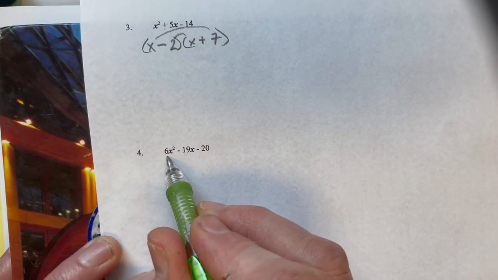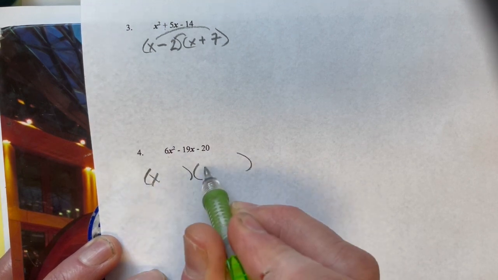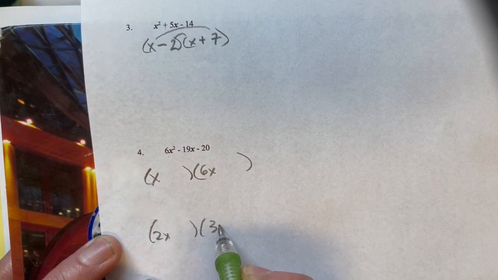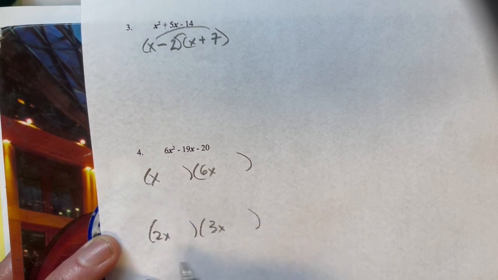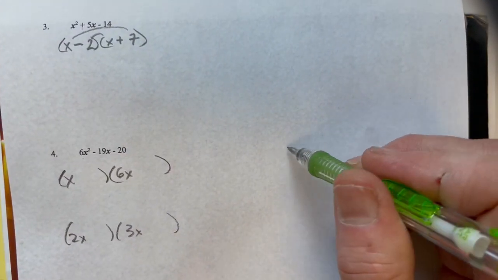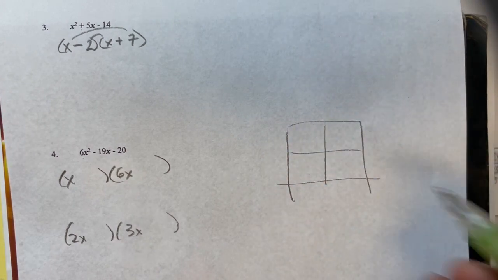This one now is more complicated because I don't know if it's 1x and 6x, or maybe it's 2x and 3x, or maybe it's switched around. There are a lot of possibilities, so I need a systematic way of doing this. I like this little box. If you like that, it works. You don't have to do it. It just helps get organized.